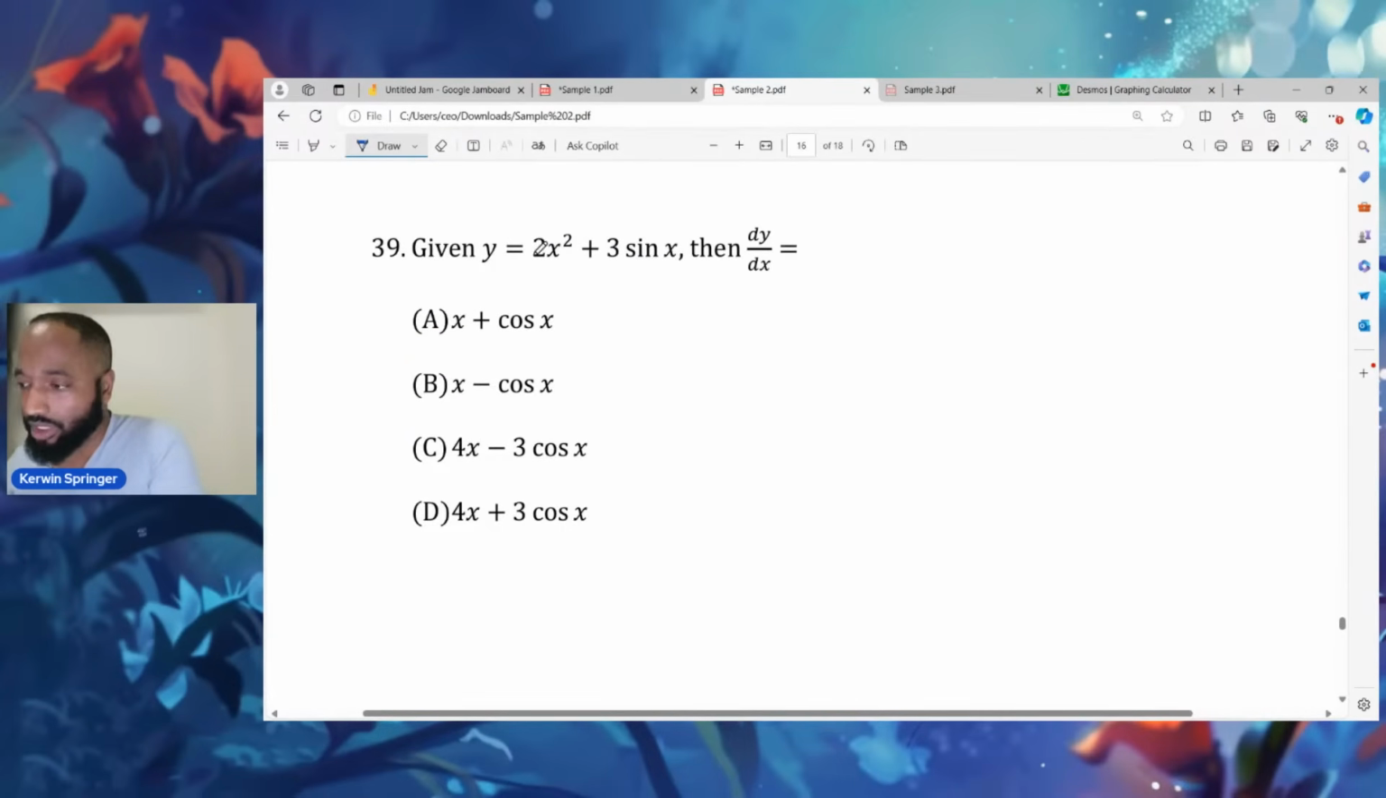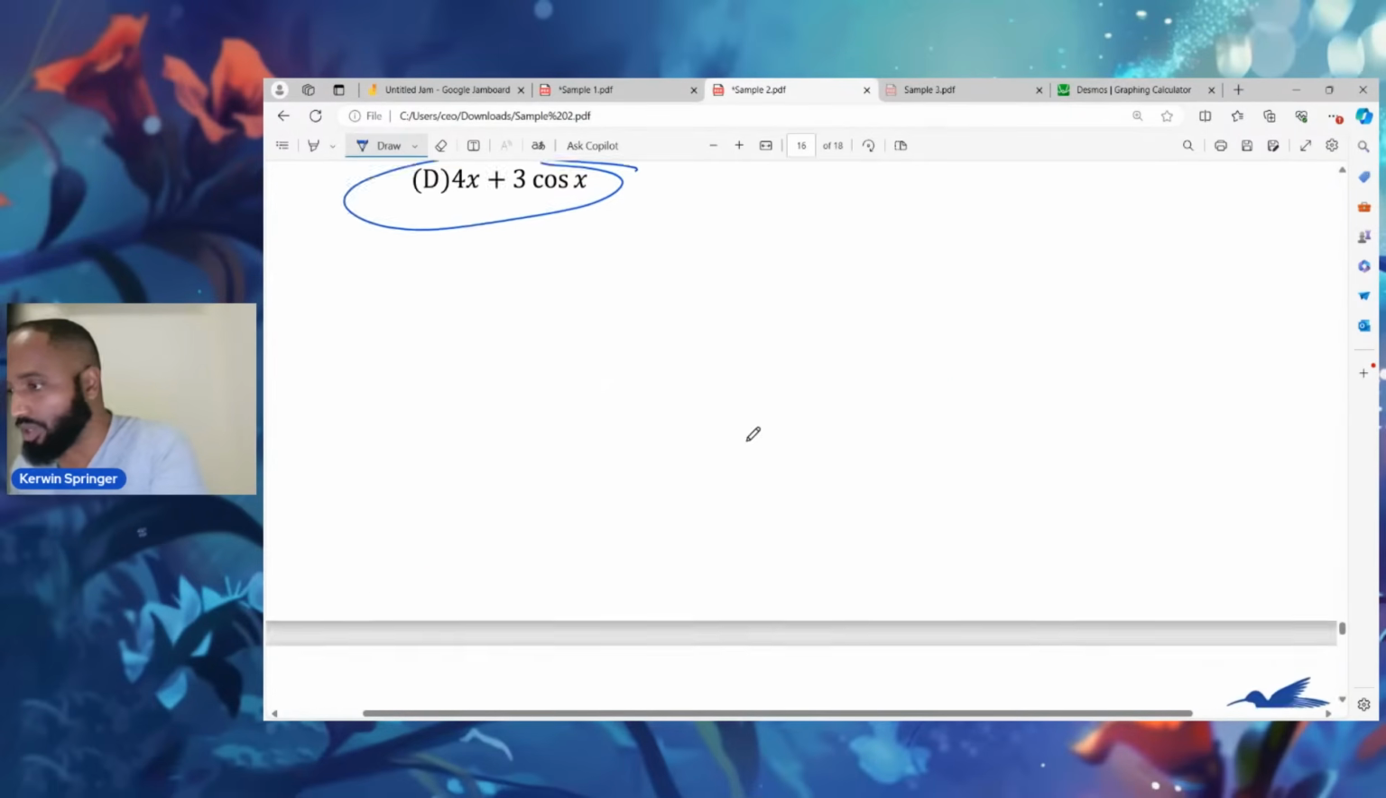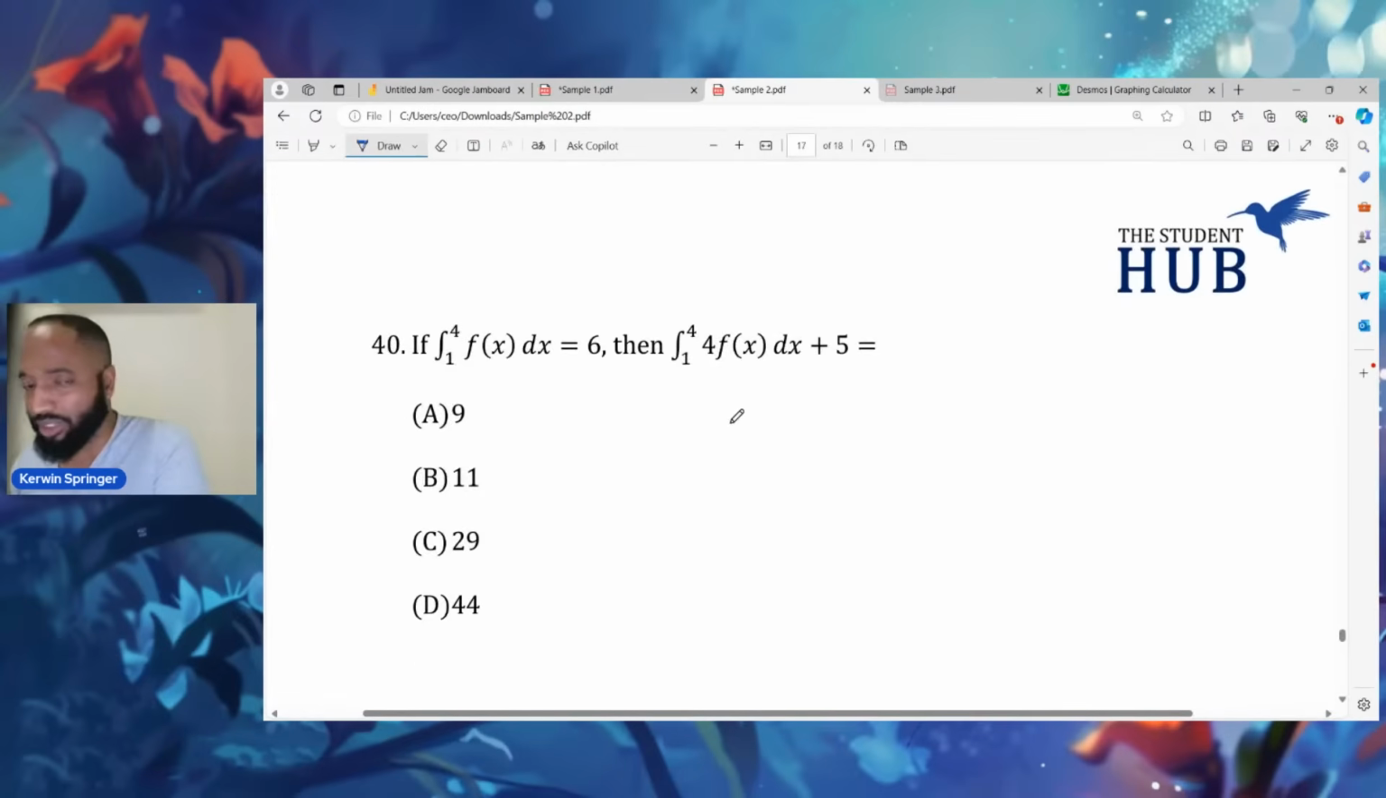Given y is equal to 2x squared plus 3 sine x, then dy/dx is what? So you're going to differentiate this, so you get 4x plus 3 cos x. Sine and cos switch for this one. So the real test is on trigonometry.